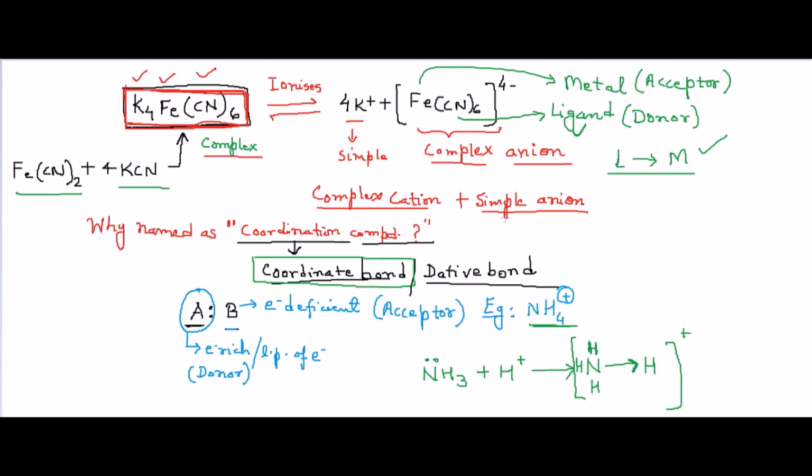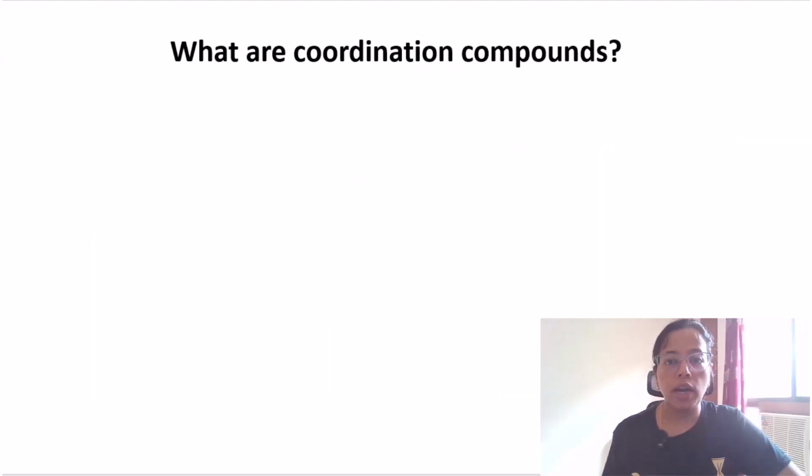So this was a very general introduction about what coordination compounds are, how they are different from double salts, how their dissociation is different from the dissociation of double salts, and why they are named coordination compounds. I hope these basic things are clear, and hope this helps. Thank you. So I hope after this video you have understood what coordination compounds basically are and how they differ from double salts. And next we will discuss the various terminologies that are involved in coordination chemistry.